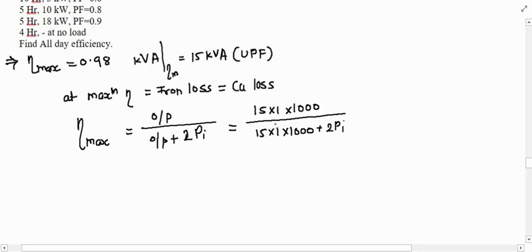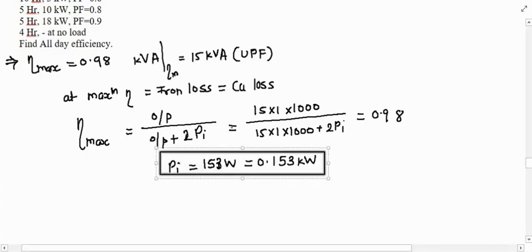And what is this given to you? This is equal to 0.98. So from this we can find out Pi. You will get Pi equals 153 watts, or I will convert this into kilowatt, so this will be 0.153 kilowatt. It means I can determine my iron loss from the data given for the efficiency at the maximum point.